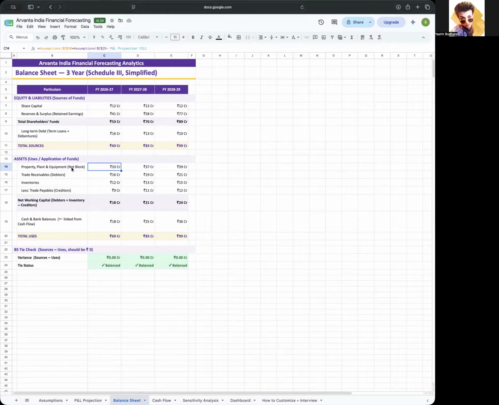So it begins with opening fixed assets, adds new capital expenditure made during the year. Then it subtracts depreciation because depreciation reduces the book value of assets over time. Okay, I hope it's clear.